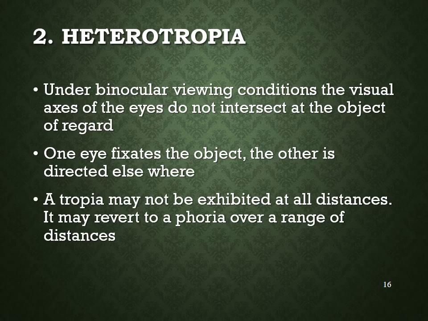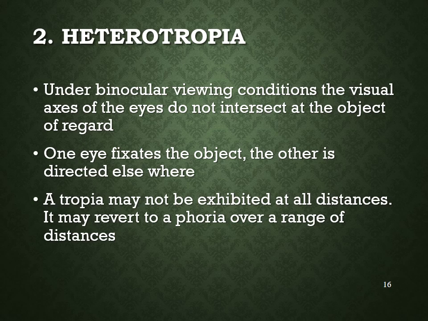Heterotropia is different from heterophoria. Heterotropia means that under binocular viewing conditions, the visual axes of the eyes do not intersect at the object of regard, and one eye fixates the object while the other eye is deviated. It is different from heterophoria, which happens when binocular single vision is prevented.